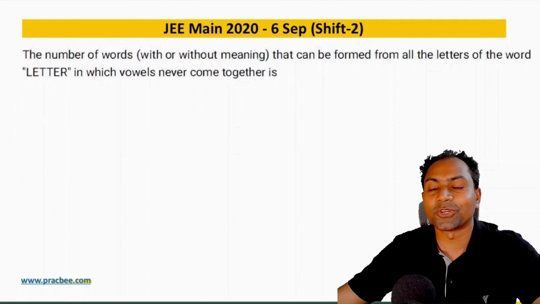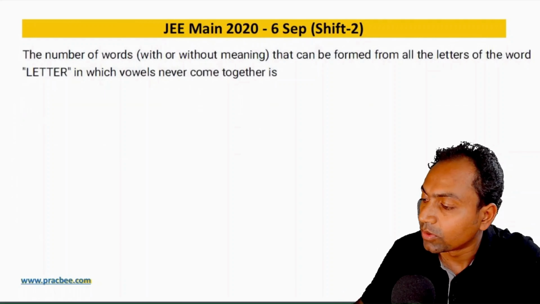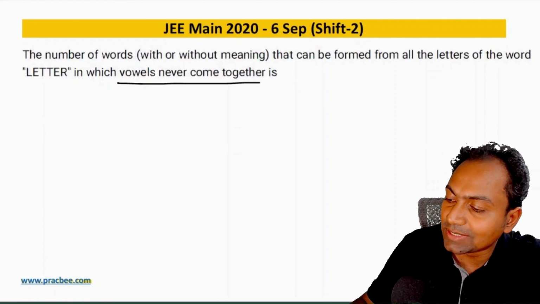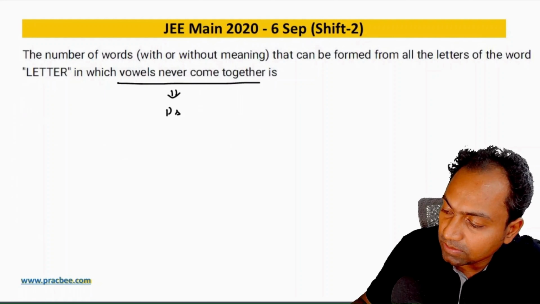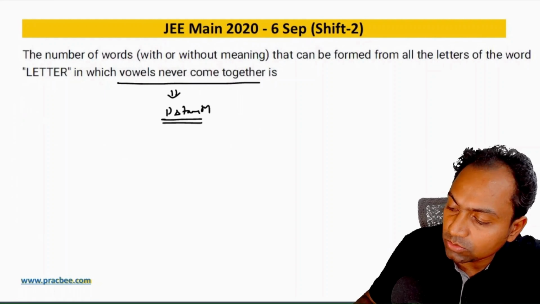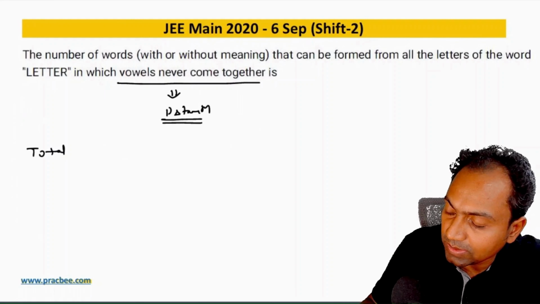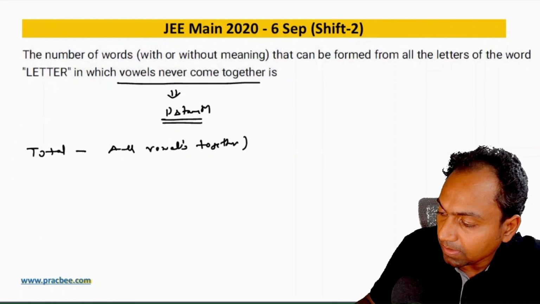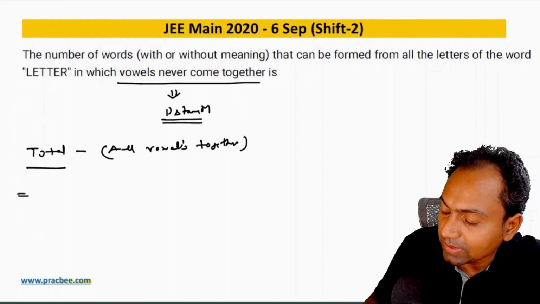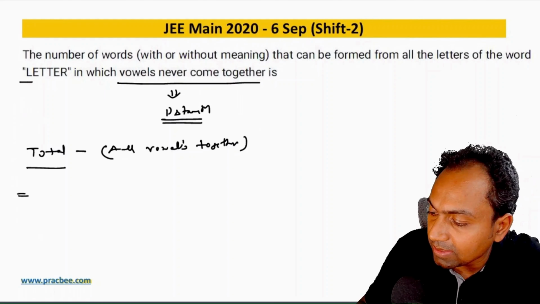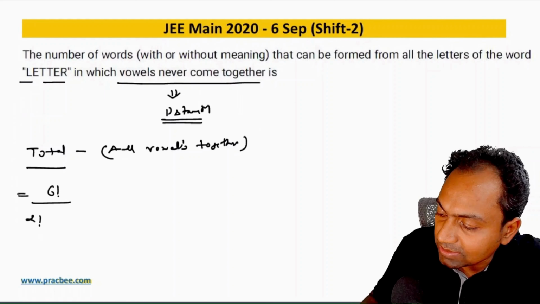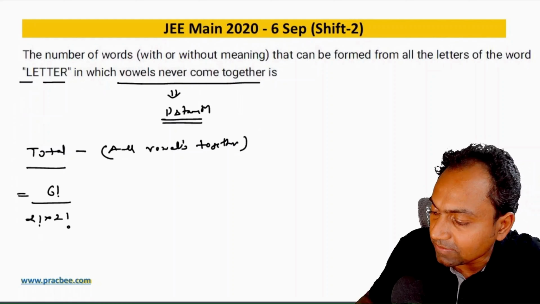Now in this question, the question talks about vowels never coming together. So in this case, we are going to use the destruction method. How does that work out? We are going to find the total number of ways minus the cases when all vowels come together. So let us find the total number of cases. There are 3 plus 3, total 6 letters to be arranged. So 6 factorial. 2 E's are the same, so divide by 2 factorial. 2 T's are the same, hence divide by 2 factorial.